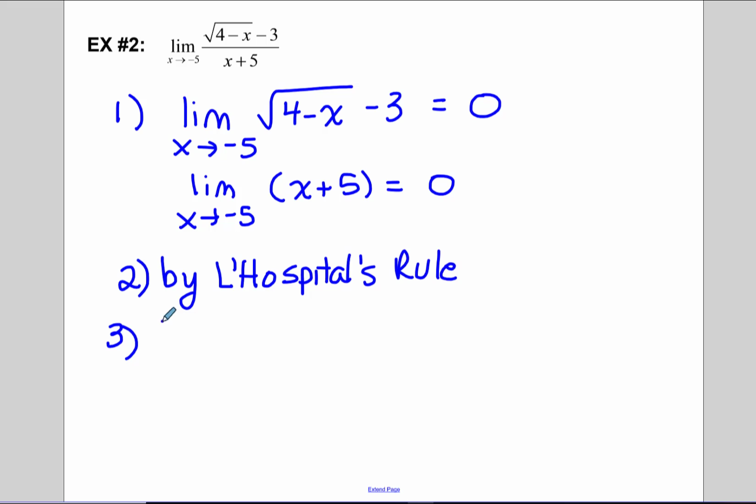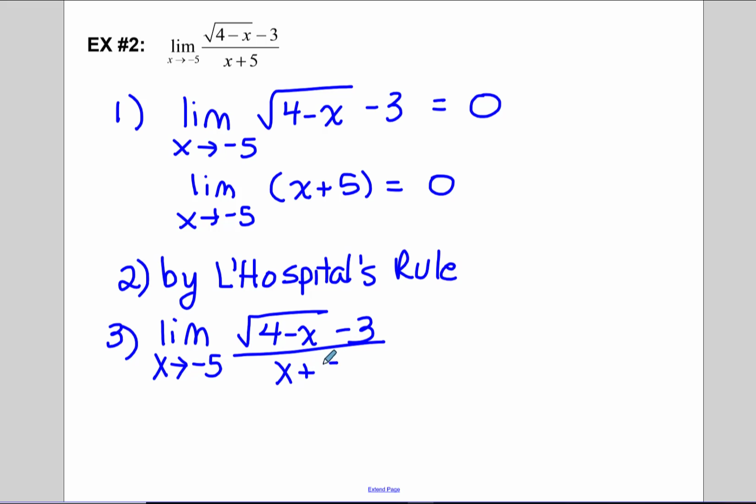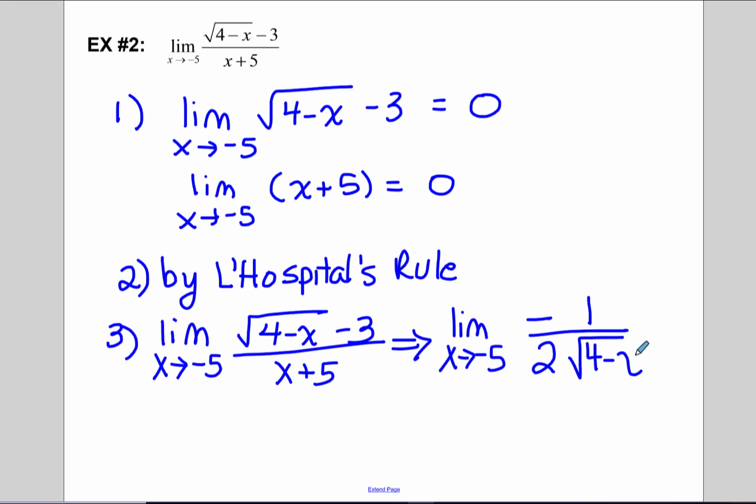we're going to properly rewrite the problem. From the original problem that showed to be indeterminate form, we can rewrite that as the limit approaching negative 5 for the derivative of the numerator, which is negative 1 over 2 times the square root of 4 minus x, divided by the derivative of the denominator, which is 1. So we just have this piece here to find our value by direct substitution.